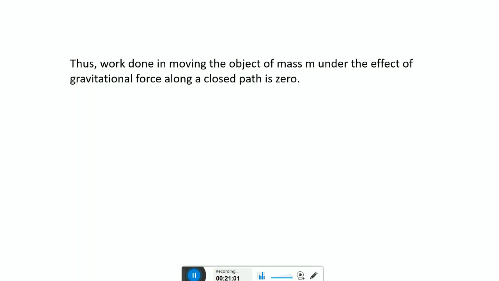Means total work done is 0. Thus work done in moving the object of mass small m under the effect of gravitational force along a closed path is 0. So gravitational force is a conservative force.